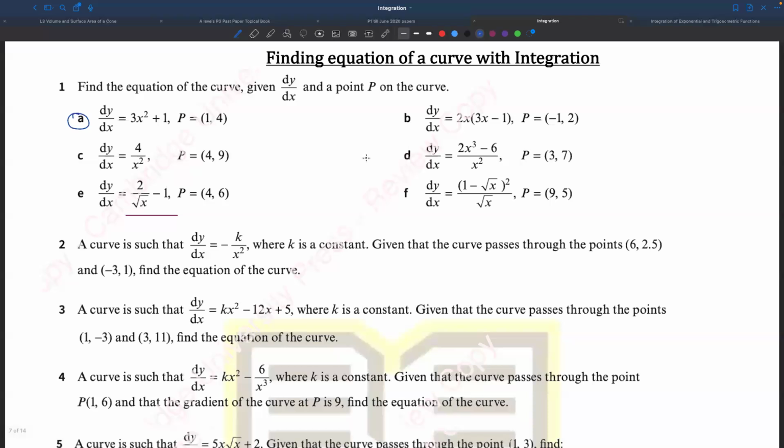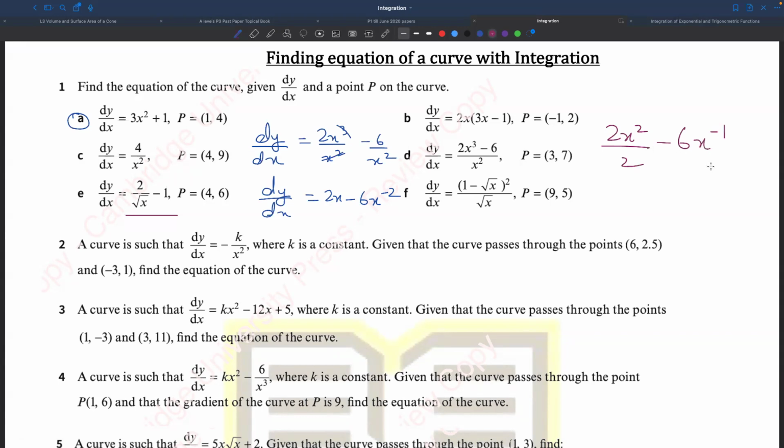For instance, first I will always say simplify it, okay? So 2x cube upon x square minus 6 upon x square, right? So your simplified equation becomes 2x minus 6x power minus 2. Right, now I integrate each term, so 2x will become 2x square upon 2 and 6x to the minus 2 will become 6x to the minus 1 upon minus 1, right?